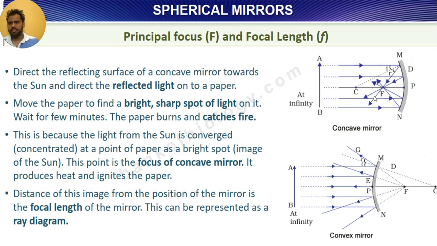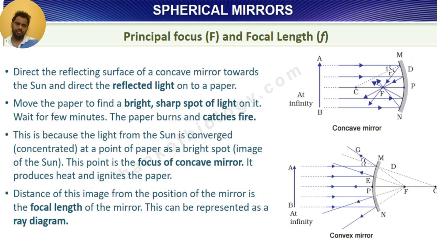What will happen, guys? The paper will burn after some time. Move the paper to find a bright sharp spot of light on it. Wait for a few minutes, and the paper burns and catches fire. This is because the light from the sun is converged at a point on the paper as a bright spot. This point is the focus of a concave mirror. It produces heat and ignites the paper.